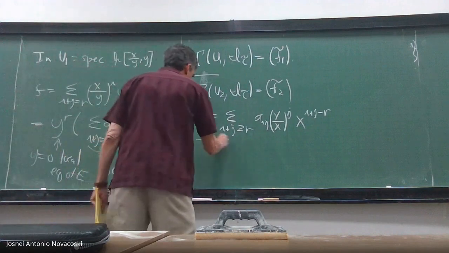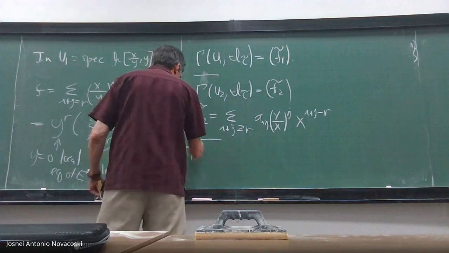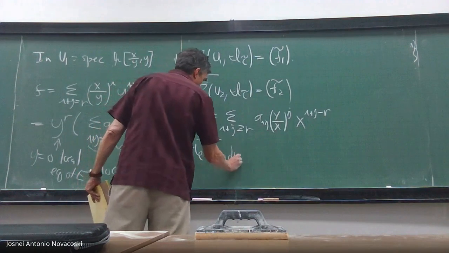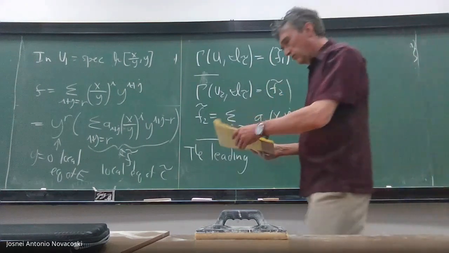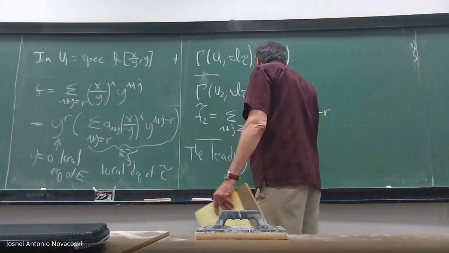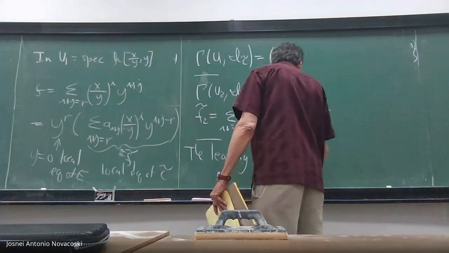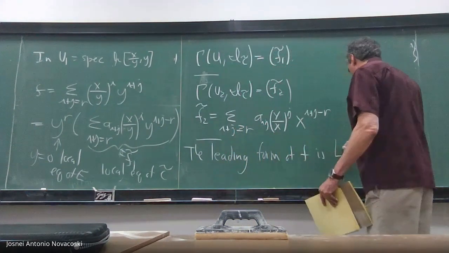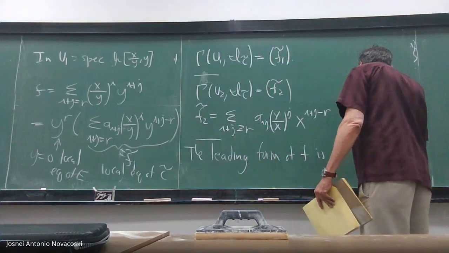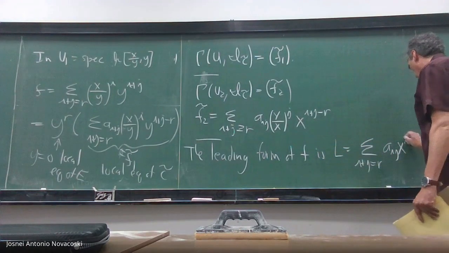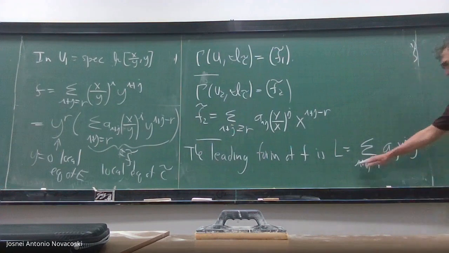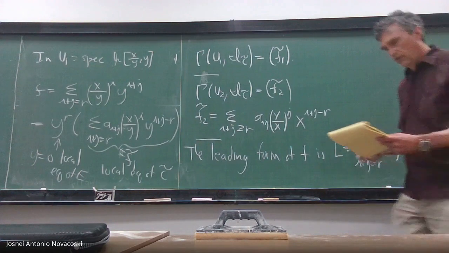Okay, so now let's check something else. See, well, what's happened? Let's look at this and see, well, did something get better or not? So let's look at this. The leading form of f is L equal to the summation i plus j equal to r of a_ij x^i y^j. So remember, these are the terms of lowest degree, and there's a bunch of other stuff maybe up above it, but we just single that out to be the leading term.